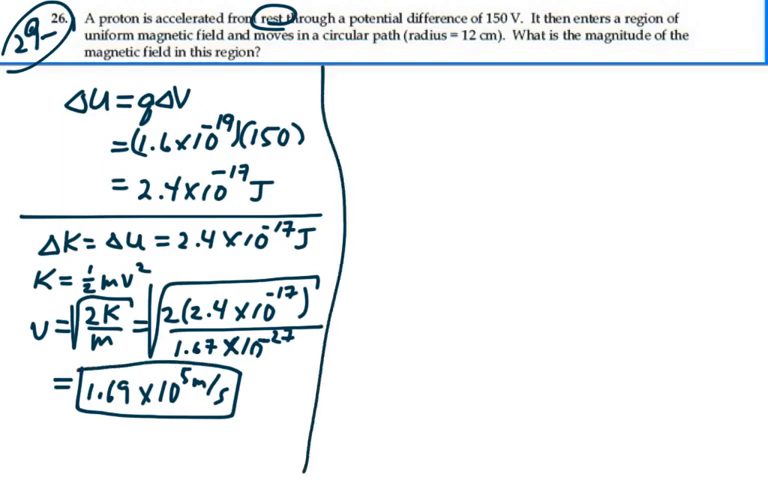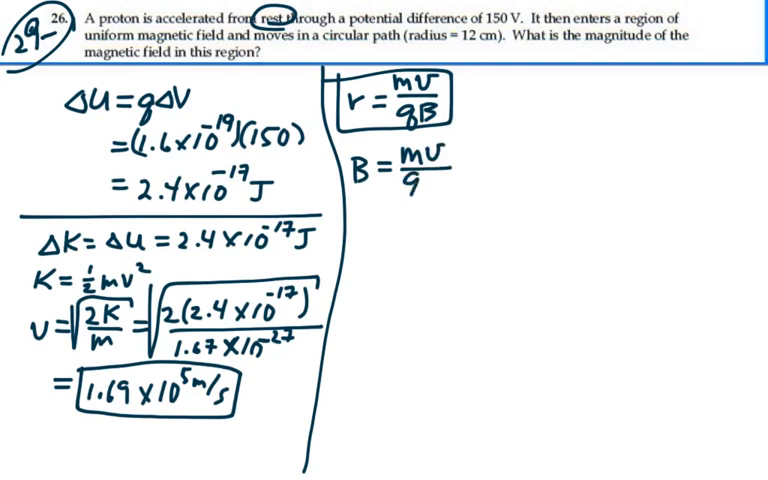With that velocity, it will move through a circle with a radius equal to mass times velocity over charge times magnetic field. We know the velocity, we know the radius. We can solve this for the magnetic field. So that's going to equal mass times velocity over charge times radius.